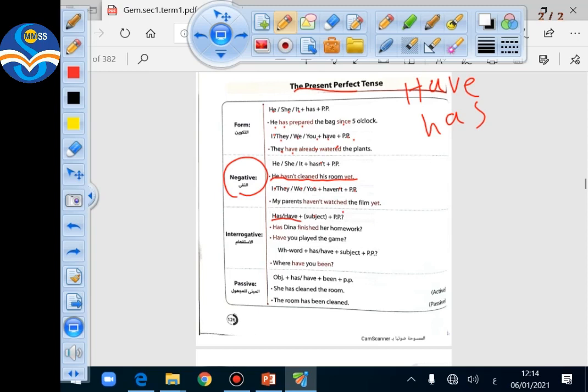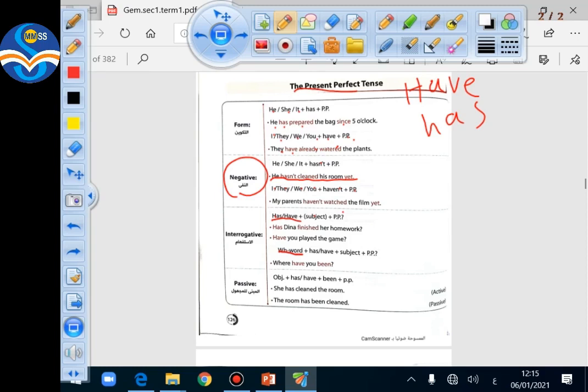The second type of question starts with the WH word, which starts with what, where, when, who. I put the WH word, then I put have or has, then I put the subject, then I put PP. For example, where have you been? Where is the WH word, have is the helping verb that comes with you, then been is the PP of the verb to be. That's brilliant.